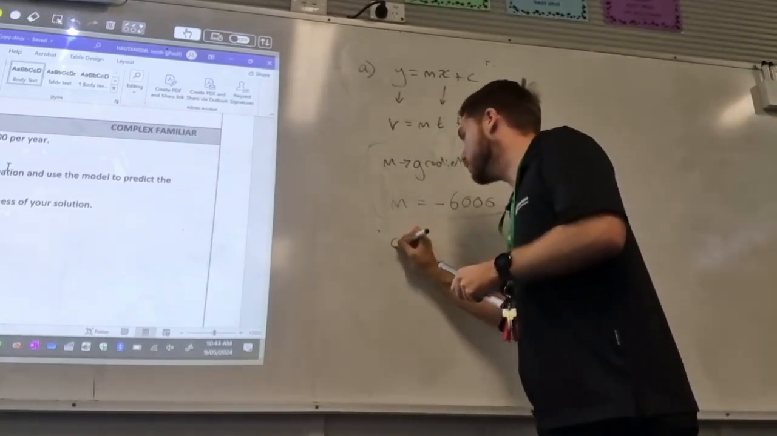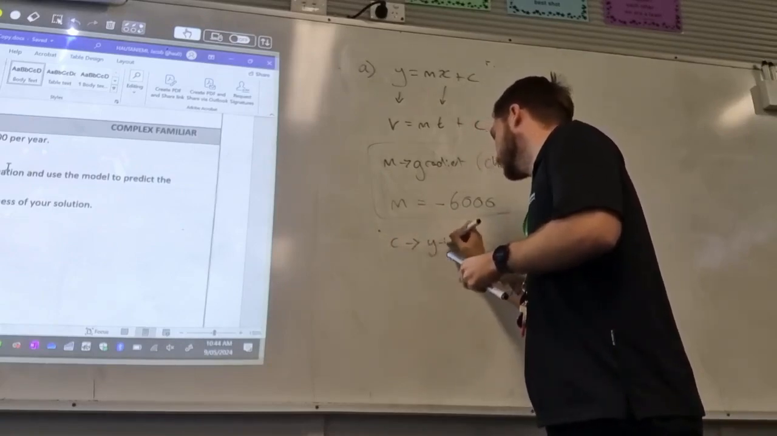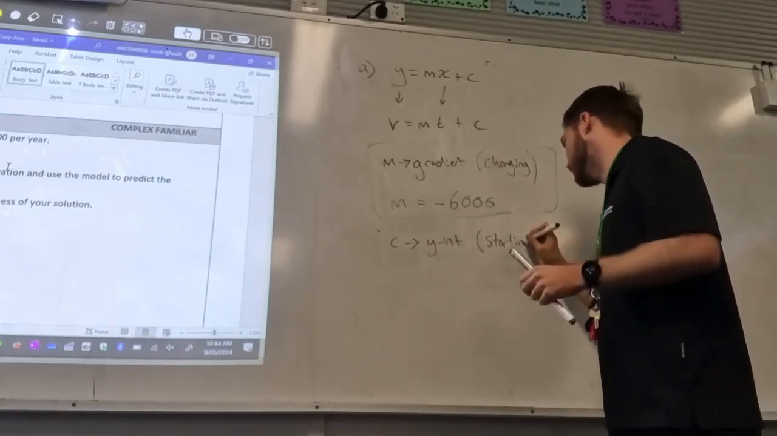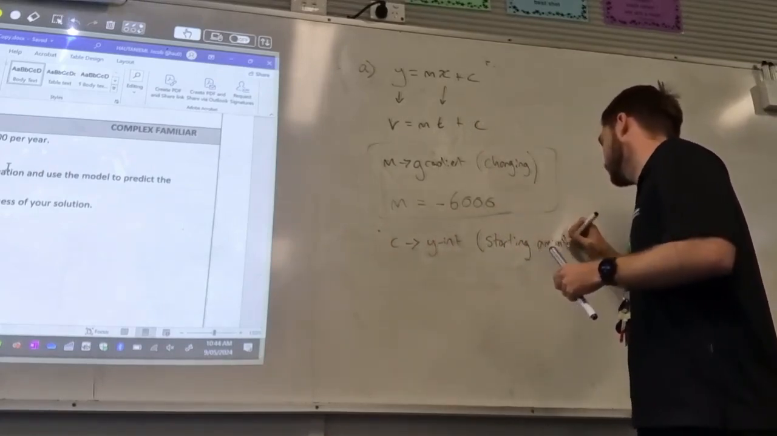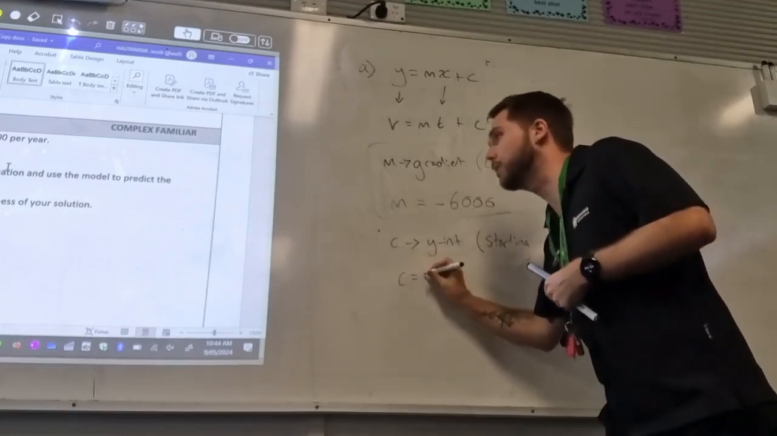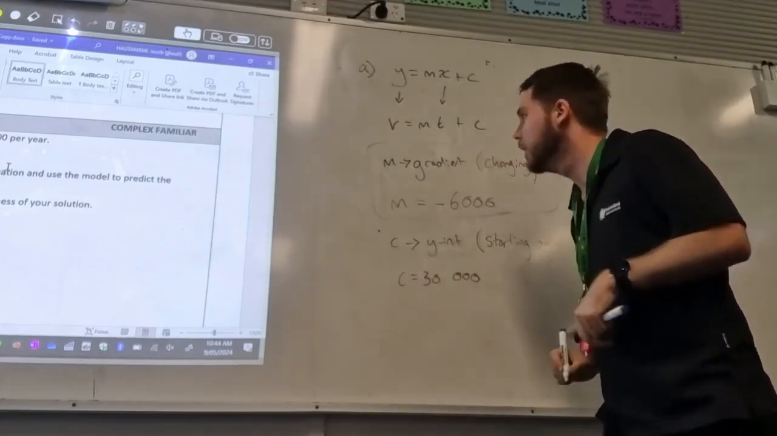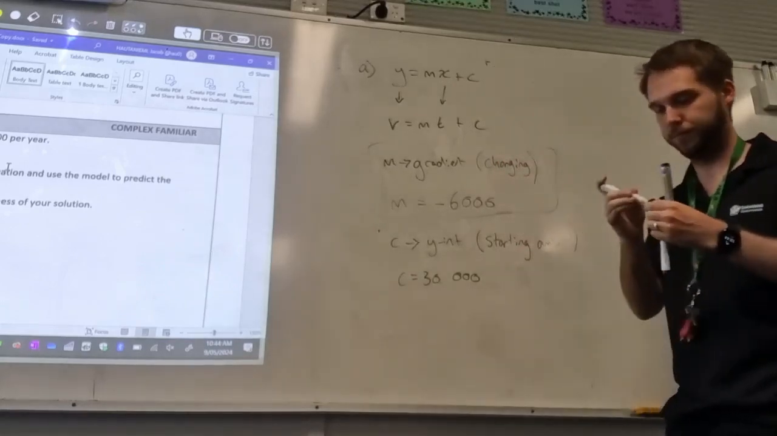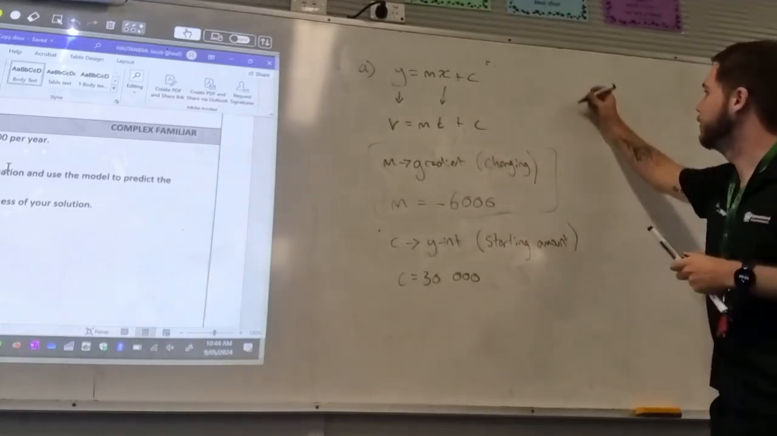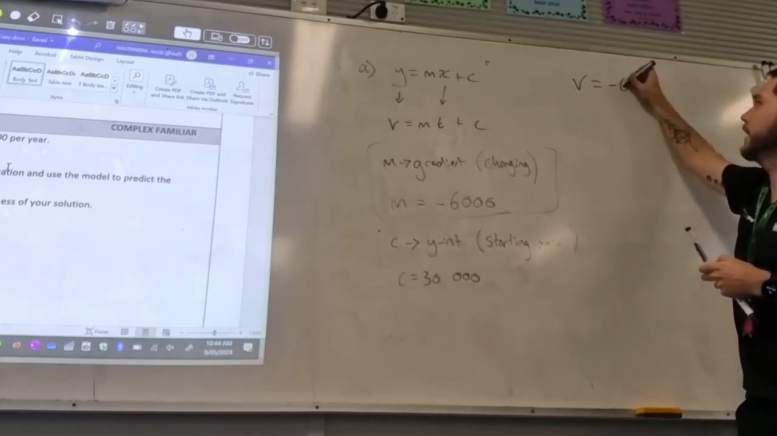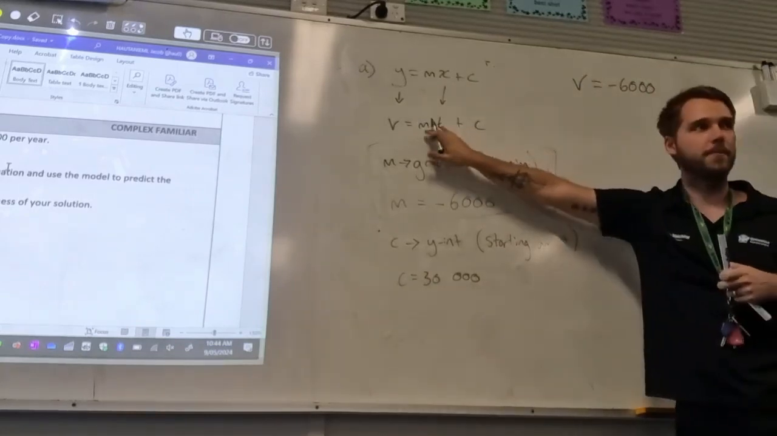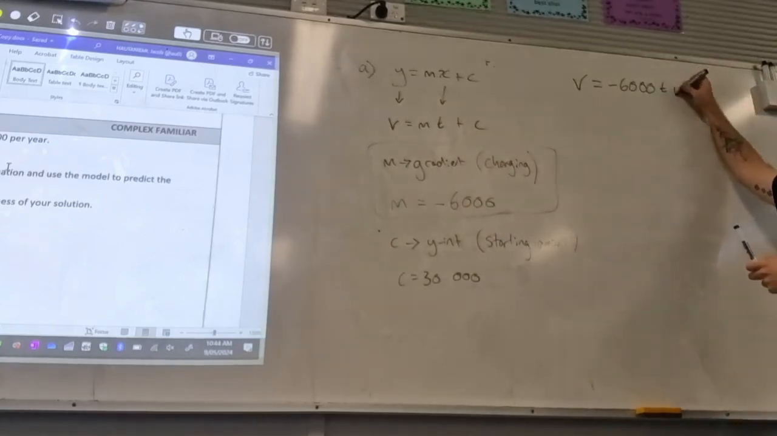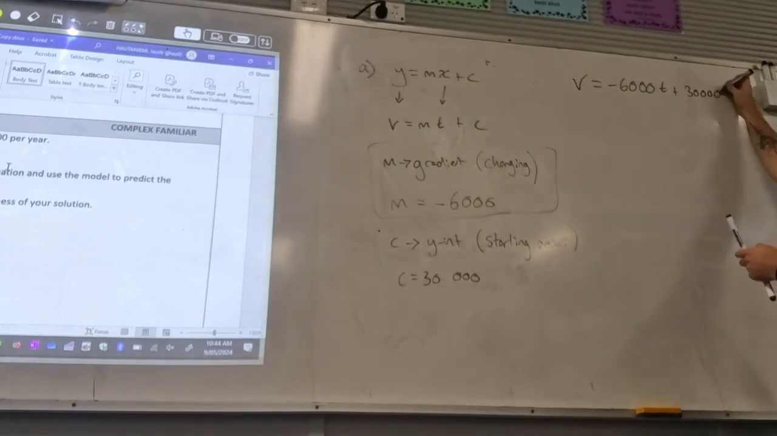And our C, that's our y-intercept. But we also call it the starting amount, which is 30,000. So that's our starting amount, which we started the car at $30,000. Which means that our equation is V is equal to negative 6,000, we're using M, we figured that out here, T plus 30,000.